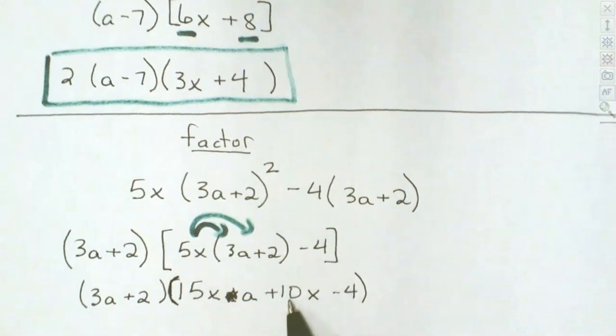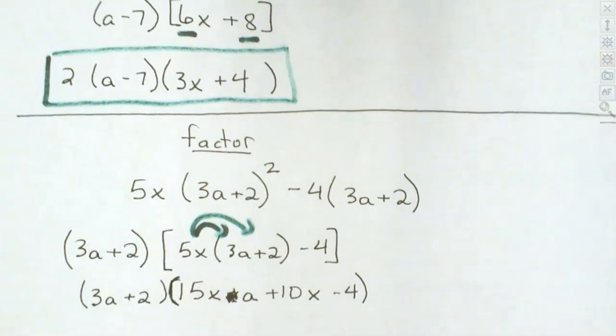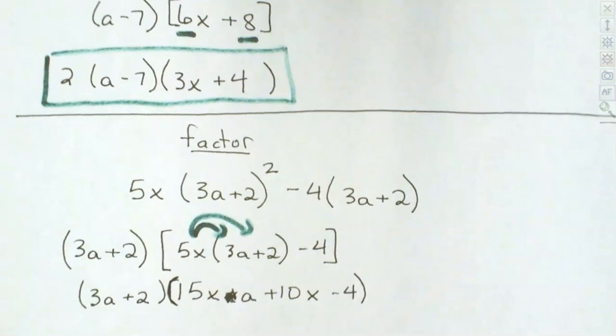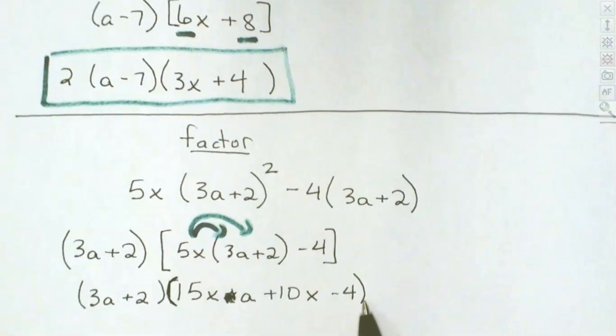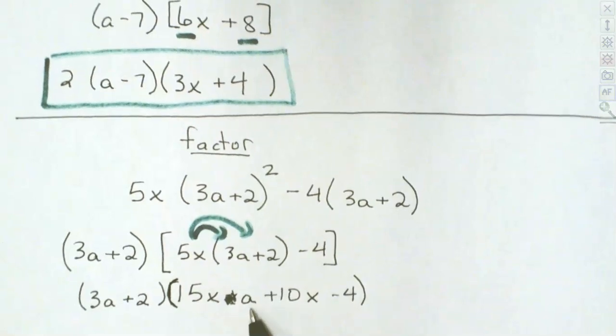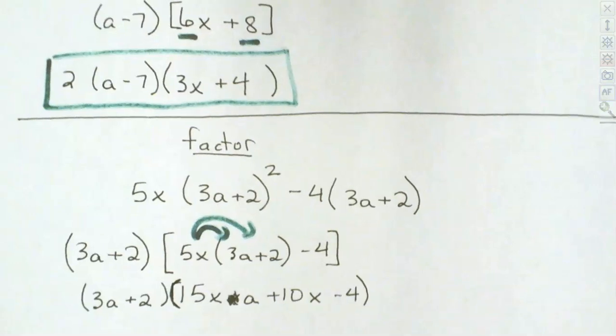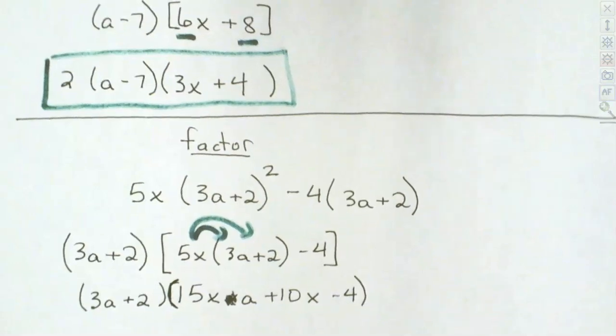I've got a 10 and a 4. 15, 10, and 4. Anything in common? No. Nothing, no number will come out of there. Then we look here. This one has an x, this one has an x, but that one does not. So x's can't come out. This one has an a, nothing else does. Nothing can come out there. So that is as far as we can go.